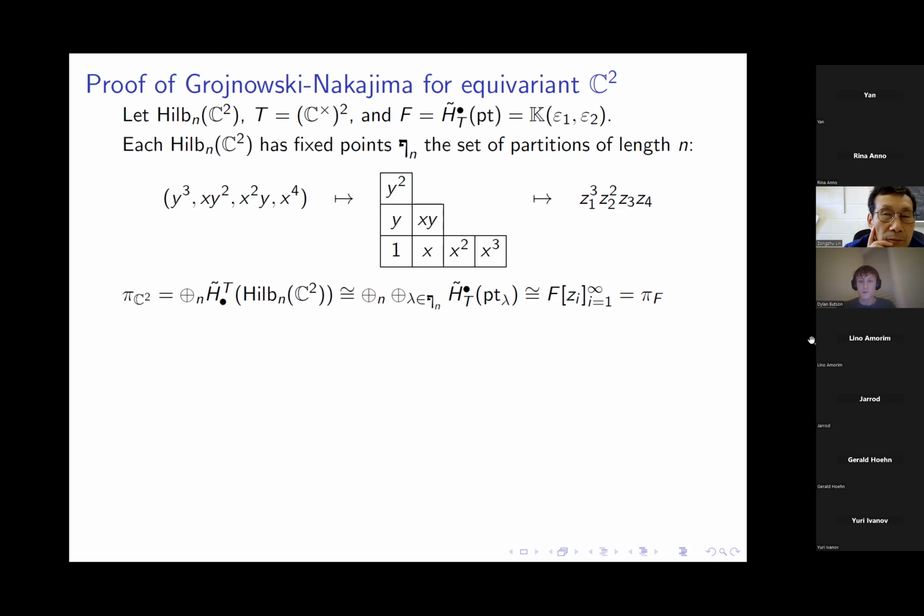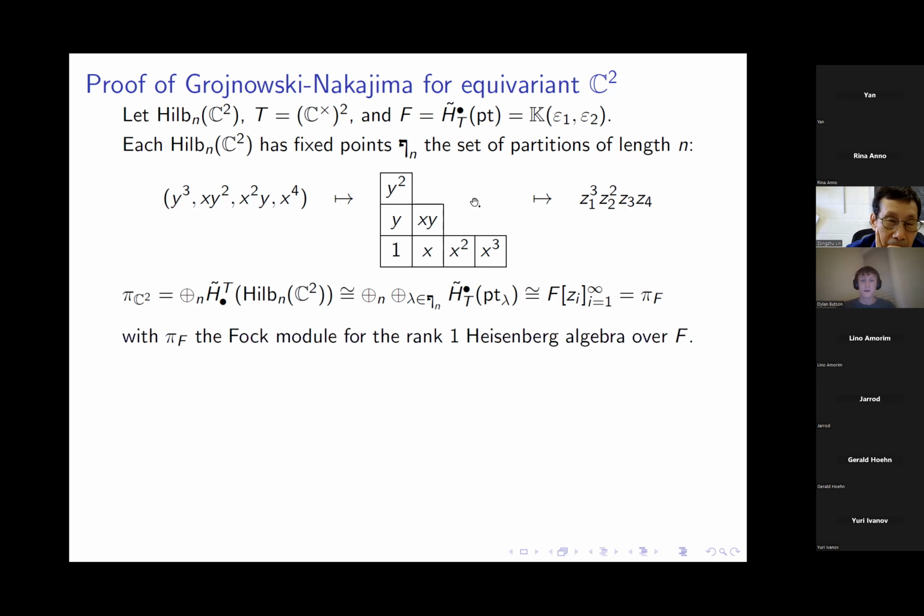Right, so let me continue. So the conclusion here was that we can directly calculate the underlying vector space and identify it with the Fock module over a one-dimensional Heisenberg algebra, but over this base field F, which was the localized equivariant cohomology of a point with respect to C star squared. That's what I just wrote here.